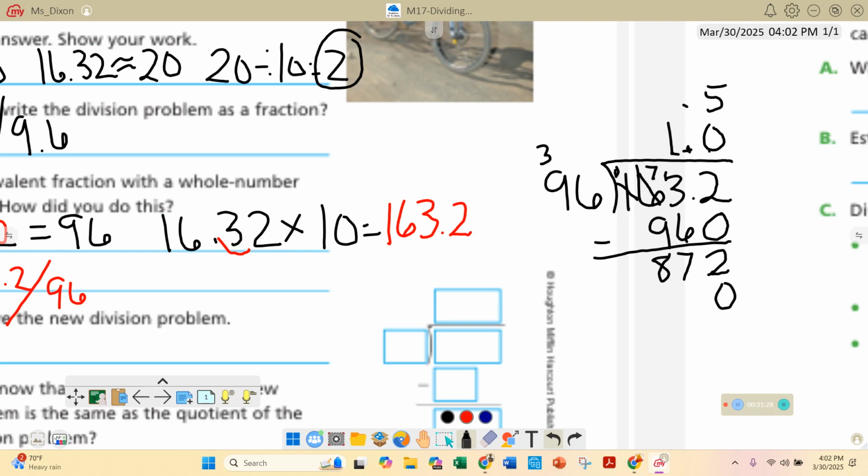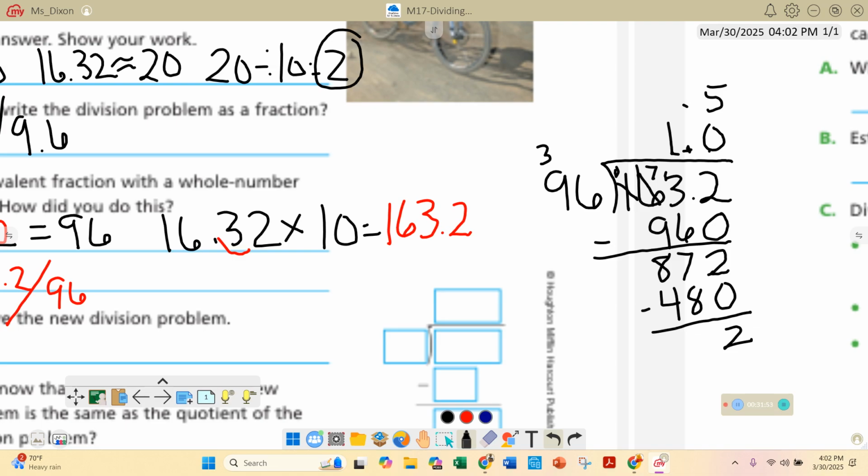5 times 9 is 45. Plus 3 is 48. We can subtract that. So that would be 2 minus 0 is 2. I don't know what's wrong with me. I can't speak today.